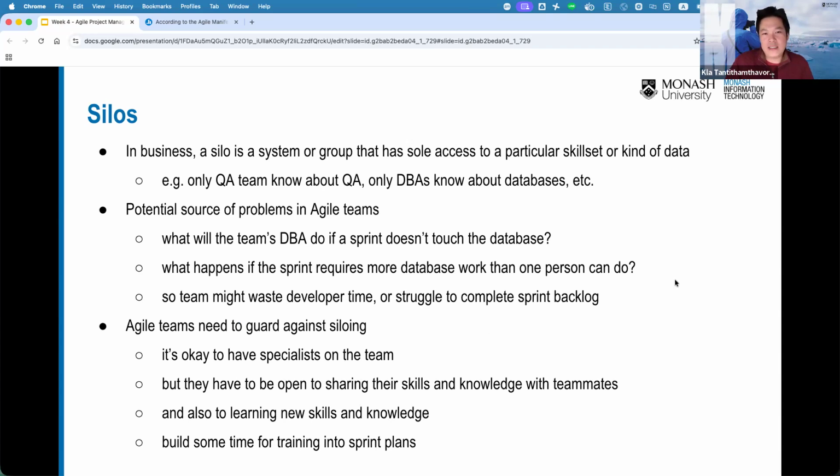In business, a silo is a system or group that has sole access to a particular skill set or kind of data. Only the QA team knows about QA. Only the database admin knows about the database. And this is what happened in the past, let's say, in real waterfall. Waterfall means that, let's say, this is the org. We have the CEO. You have a different org chart here. You have the dev team, the QA team, the requirement team, and the deployment team, and they never work with each other.